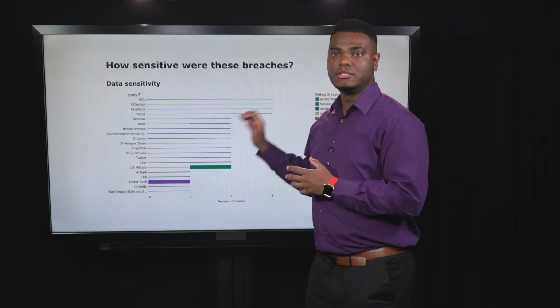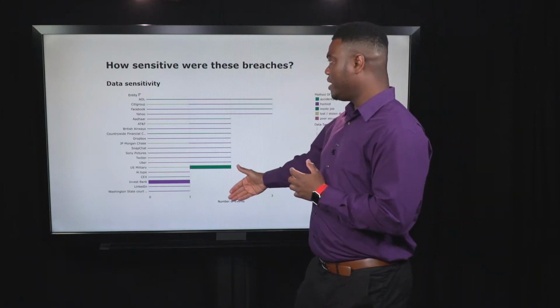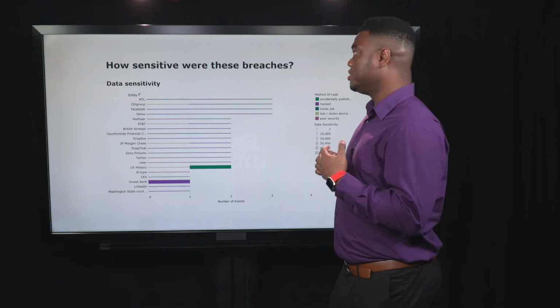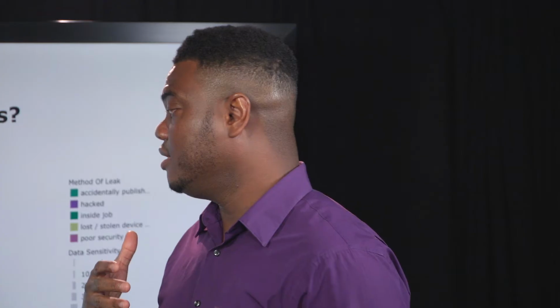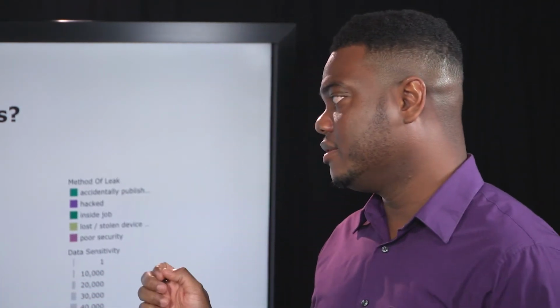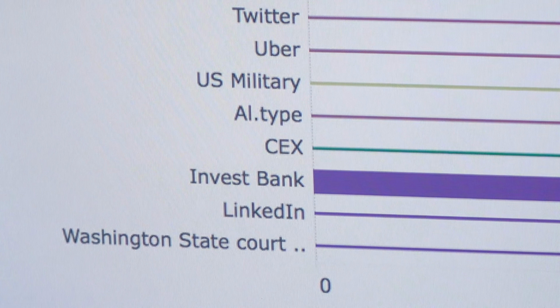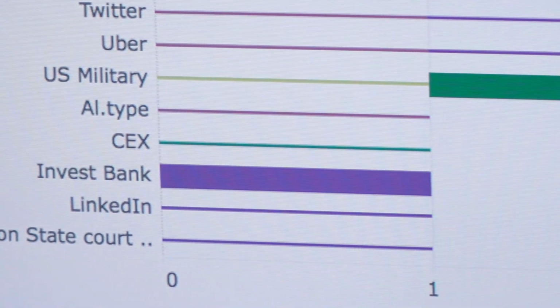Apart from knowing which companies are most vulnerable, I thought it would be interesting to look at the relative severity of each breach. So I applied a size variable to understand, even if we have a ranking of the top 20, which entities experienced more severe data losses. My data set revealed to me that the US military and an entity called InvestBank experienced higher relative data sensitivity in their data breaches than other companies.